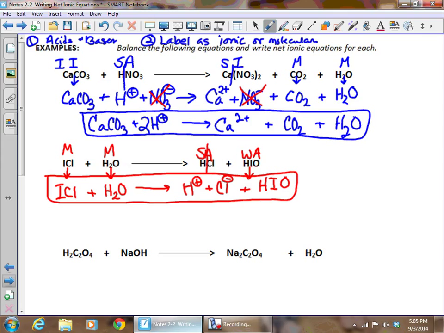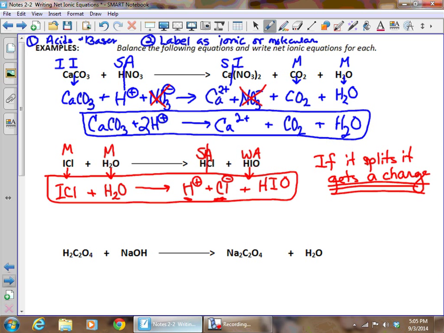Now, one thing I want to say, and in class I say it over and over again: if it splits, it gets a charge. The most missed thing is to come over here with this hydrogen and chlorine and the chloride ion and to not put charges on them. They'll just leave it H plus Cl. If it splits, it gets a charge. And if you forget that, you're going to lose points every time. So make sure you do that.